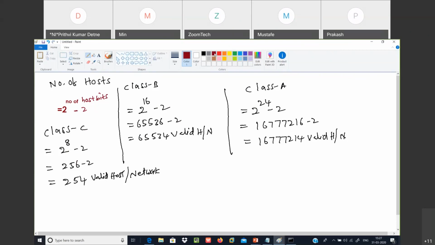My requirement: in my home I have 5 to 10 devices, including my laptop, phone, CCTV, all those things. So which class is recommended, A or B or C? Class C. In my company I have a total of 200 hosts, 200 computers. It's a very small office. Then which class IP is recommended, guys? Class C.